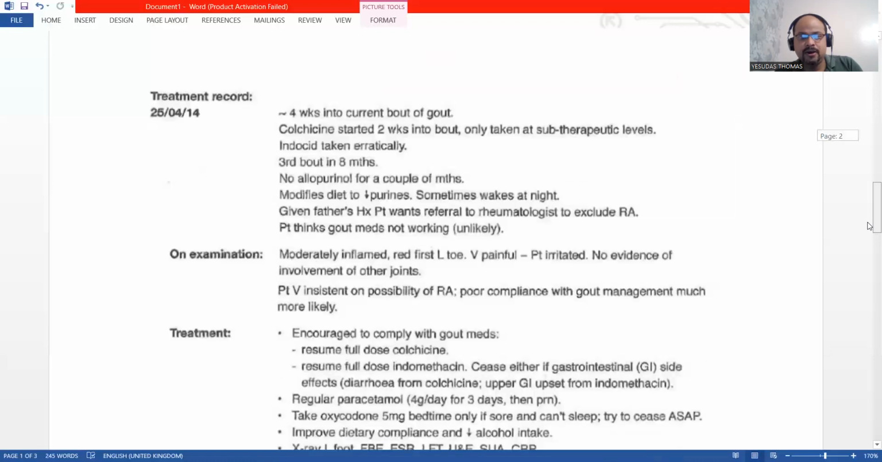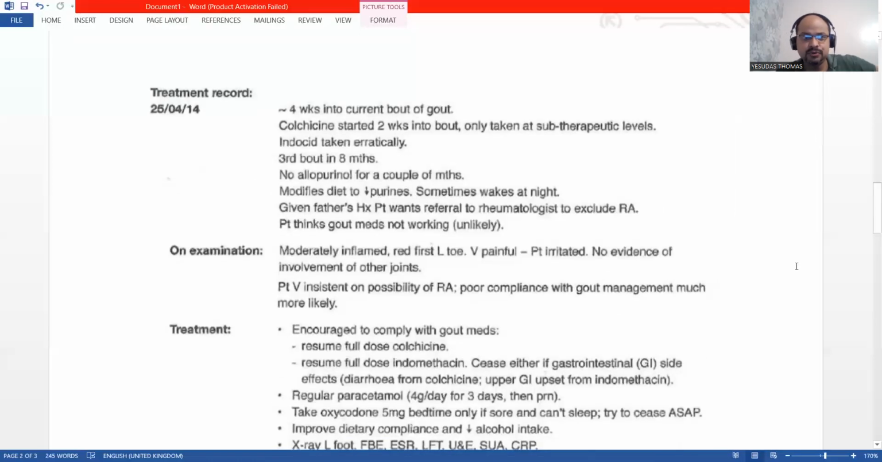Now, the treatment record. So he presented to you on 25th of April. And what was the condition? It was his 4th week into the current bout of gout. So we are not going to write everything in detail. So we need to make it concise. We need to brief it. So we have to say something important there, that the medicines were not taken appropriately. So it was taken erratically.